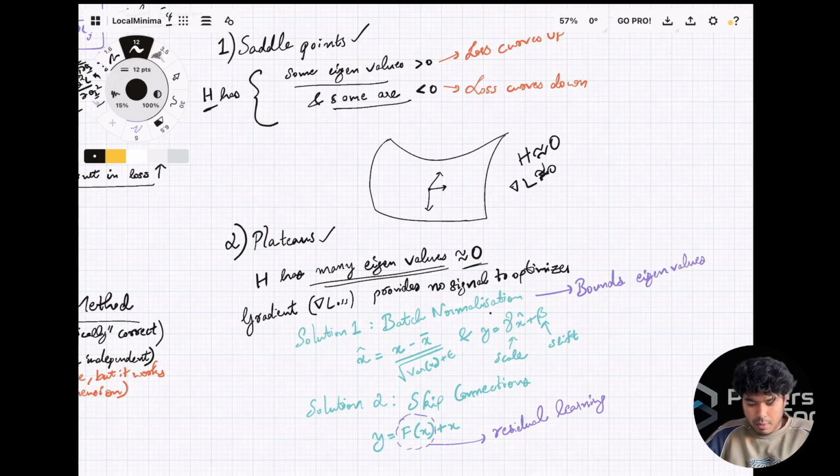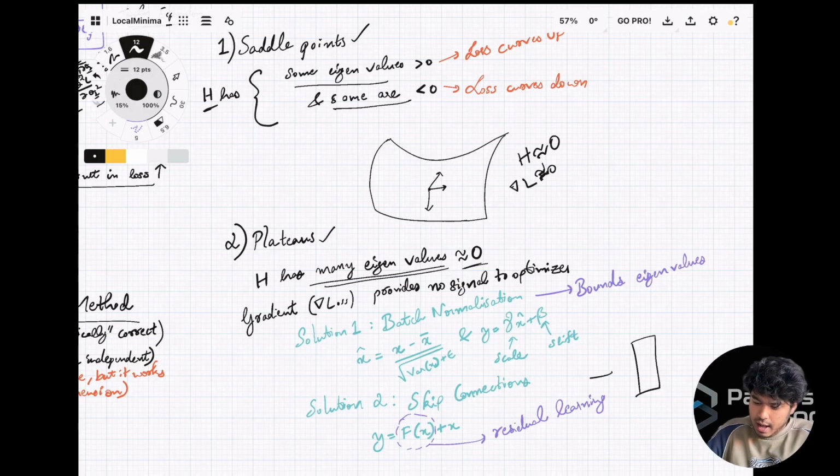So one is batch normalization, and this is the formula. It's pretty straightforward. It's just a scaling, and the idea is to have a bound on the eigenvalues. It's like a regularization to some extent. Even though you cannot use that term formally, it is a type of regularization where you are putting a bound on the eigenvalues. The other thing is skip connections, where obviously we know what a skip connection is, right?